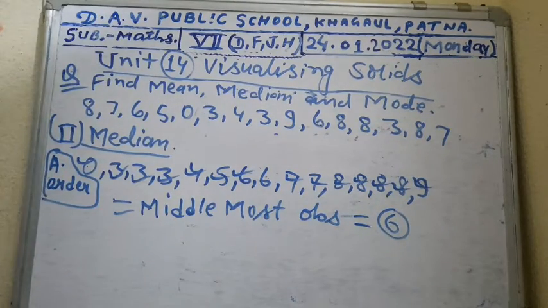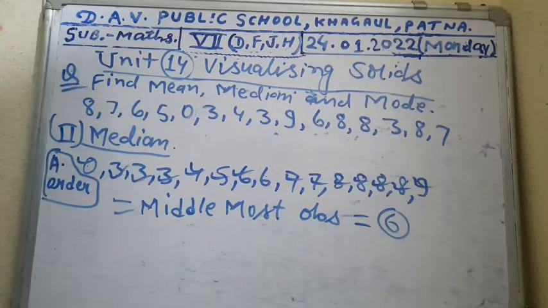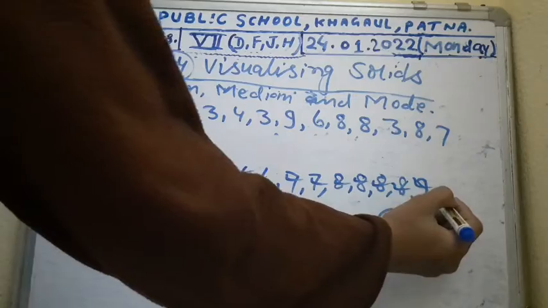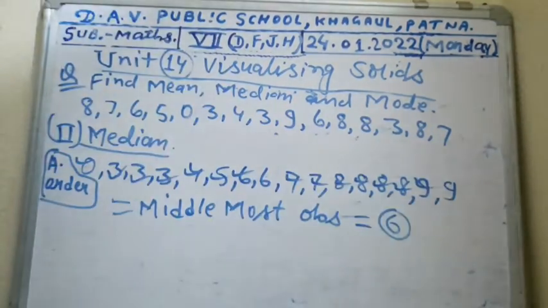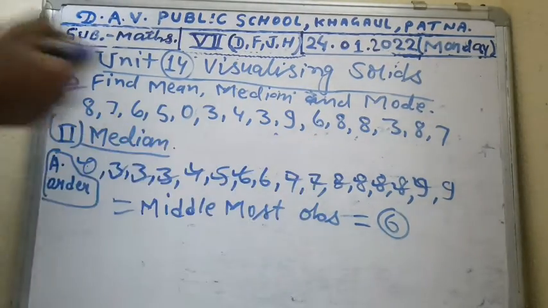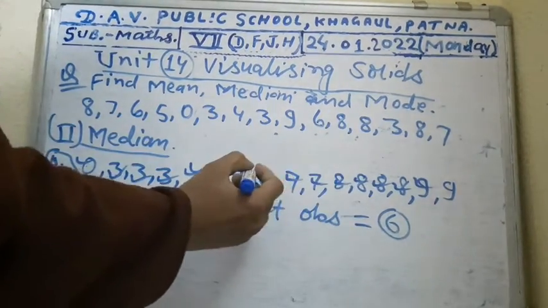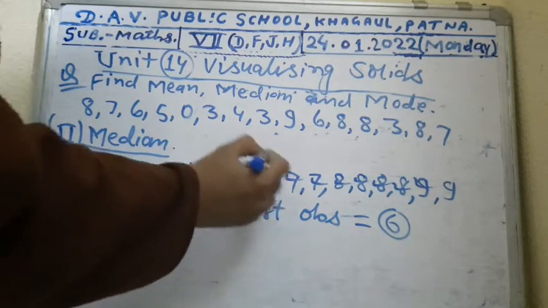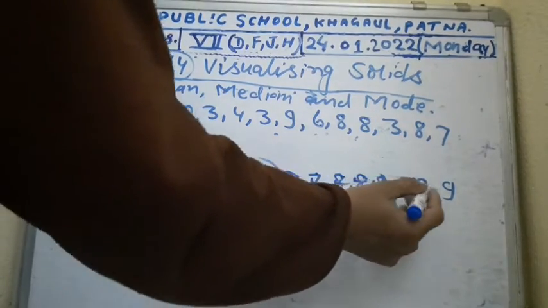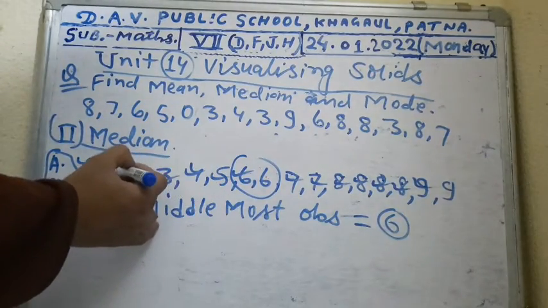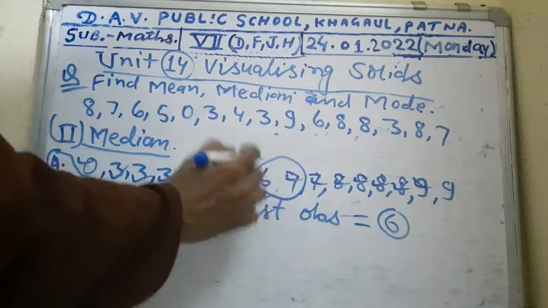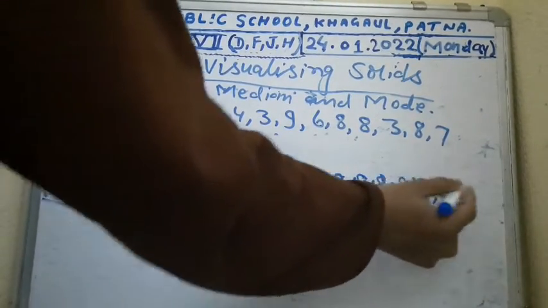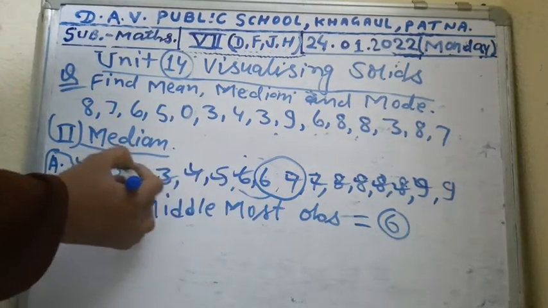Here is the question: if the observations are given in odd number, suppose that a number, any number, 9, is given again, so all observations are 16. So the middlemost observations are: 1, 2, 3, 4, 5, 6, 7, 8. No, the middlemost is here: 1, 2, 3, 4, 5, 6, 7.